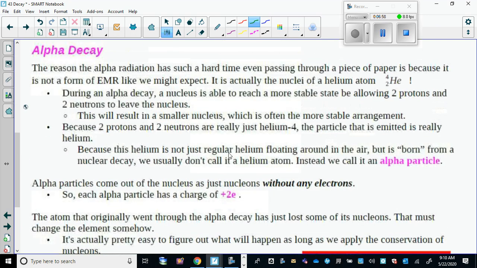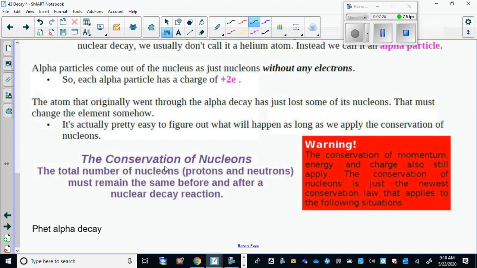Okay, on to the description of each in more detail. This one I've discussed already, so we don't need to go into huge detail, but it basically says an alpha radiation is when a helium nucleus gets ejected from the nucleus, and therefore the element changes into something that has 2 fewer protons in it. Okay, and then we get onto the conservation of nucleons. The total number of nucleons must remain the same before and after a decay reaction.